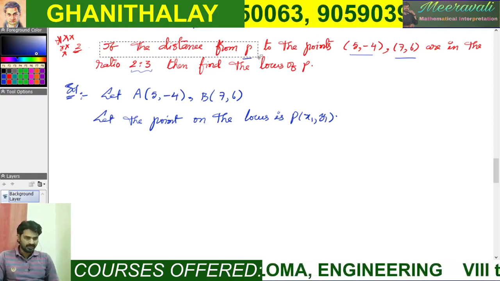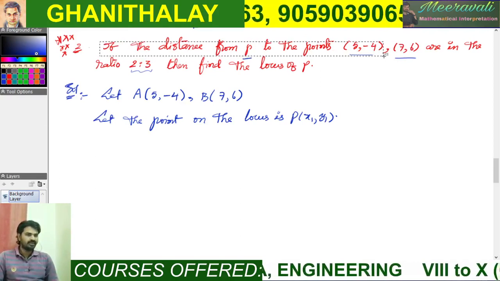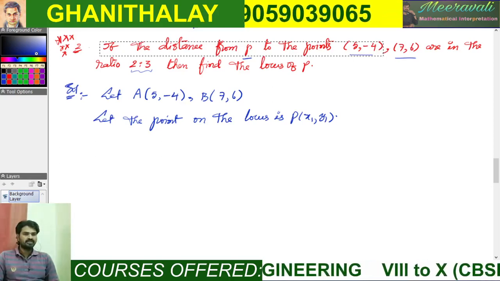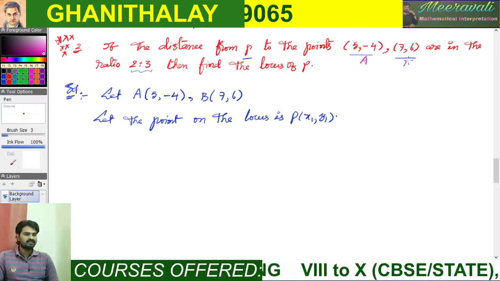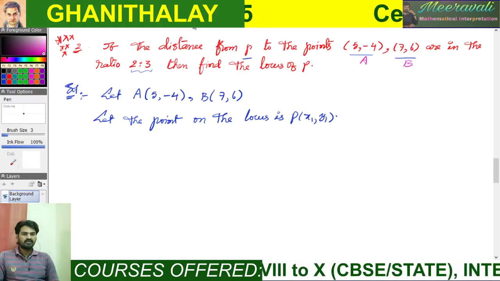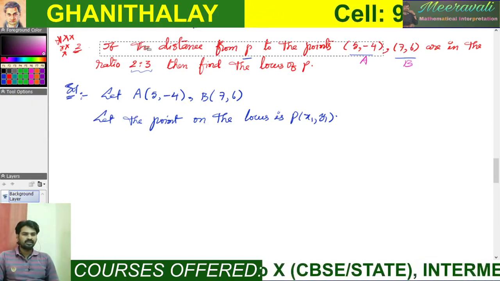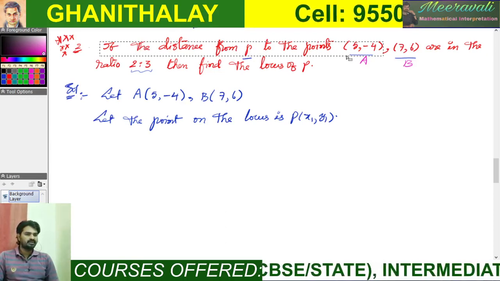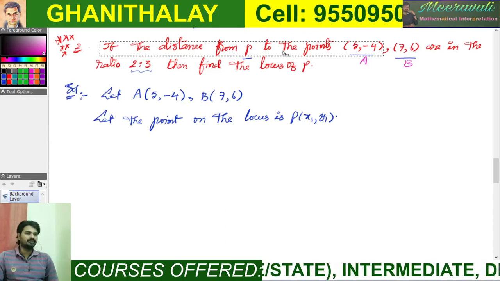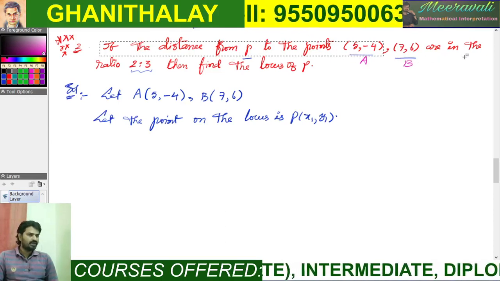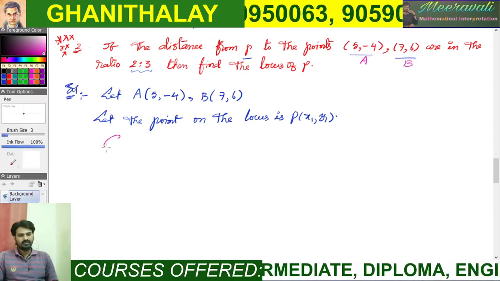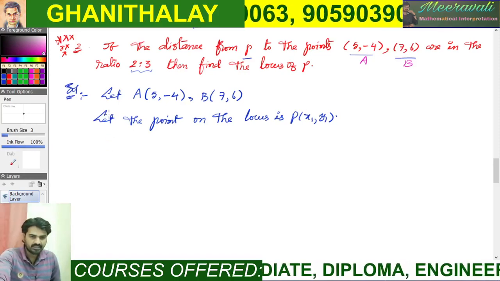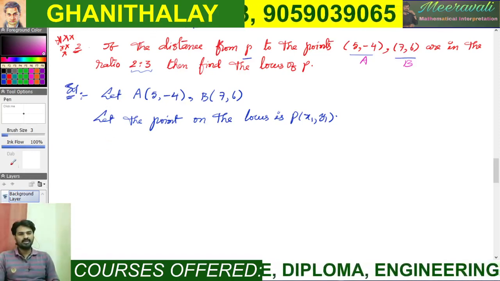If the distance from P to the point 5, minus 4, that is A. So we have taken this point as A, and this is B. Now if you read the problem carefully, the distances from P to the points A and B, that is PA and PB, are in the ratio 2:3.